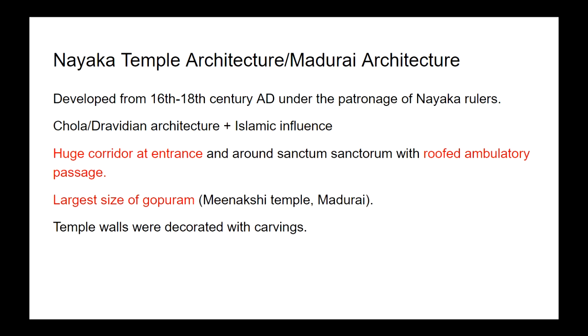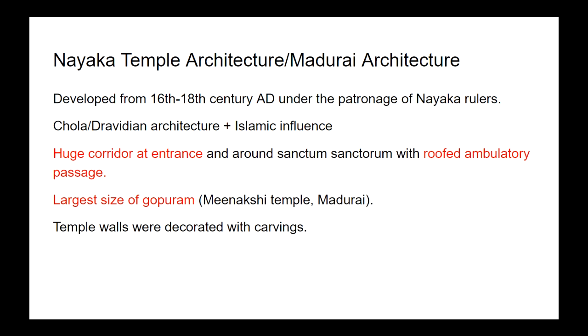Nayaka temple architecture or Madurai architecture. It developed from 16th to 18th century AD under the patronage of Nayaka rulers. It has the combined features of Chola or Dravidian architecture plus Islamic influence. Huge corridor at the entrance and around Sanctum Sanctorum. And we found huge corridor at entrance and huge corridor around Sanctum Sanctorum, and the ambulatory passage was roofed in Nayaka style temple architecture.